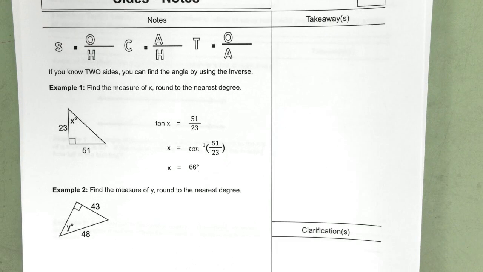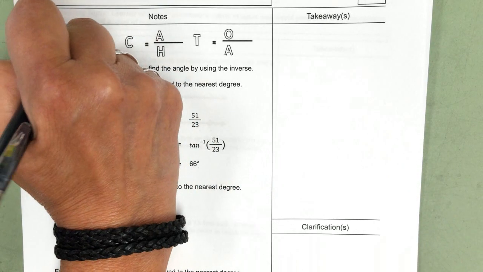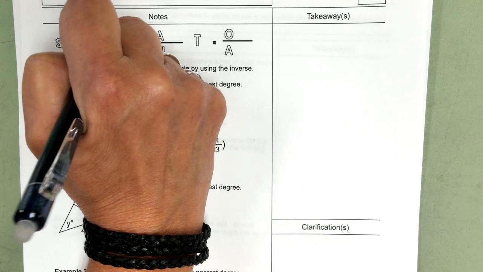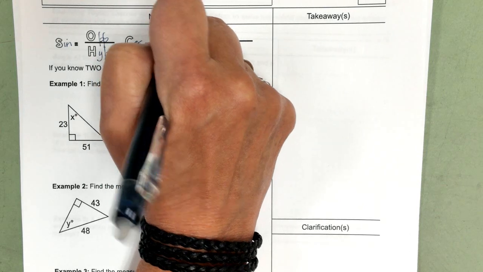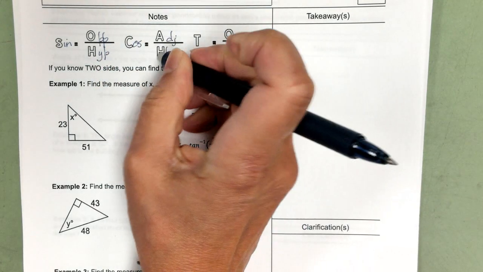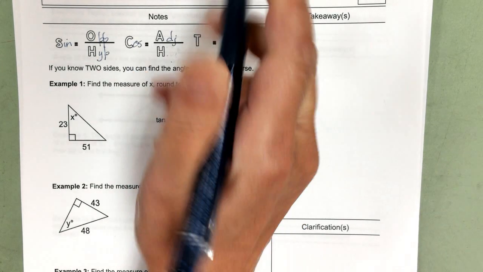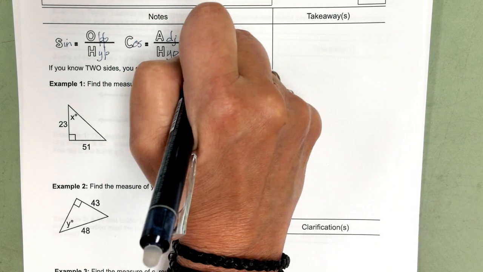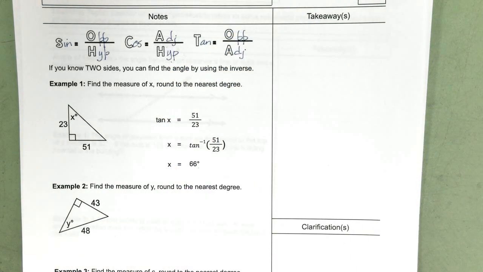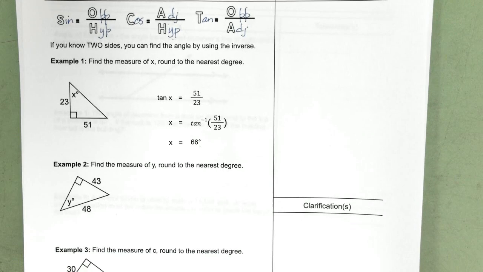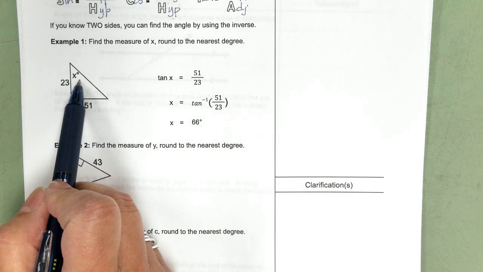Okay, now, continuing on, again, I'm going to put my sine opposite over hypotenuse, cosine adjacent over hypotenuse, and tangent opposite over adjacent. Now, in this part of the lesson, we are missing the angle. We have two sides, we're missing the angle, so we're going to use what's called the inverse trigonometric functions. So here we have x.